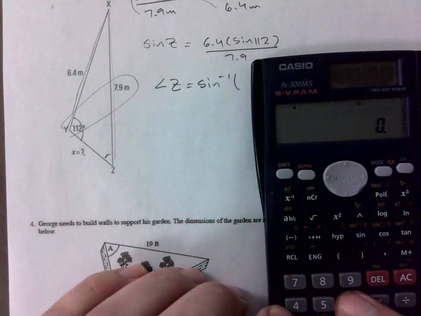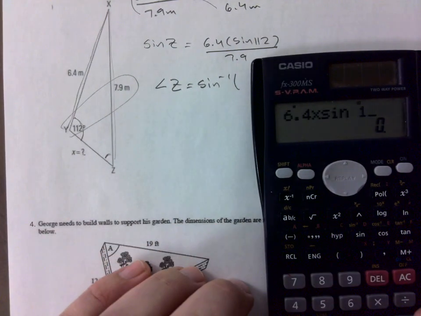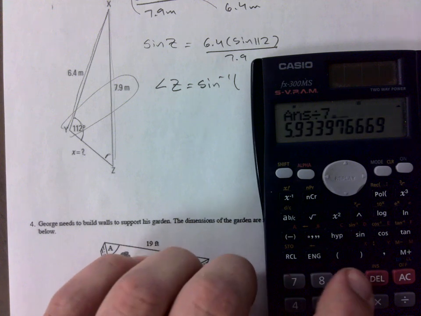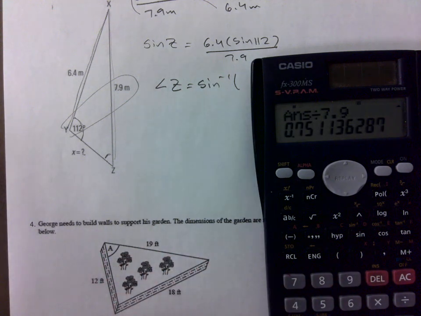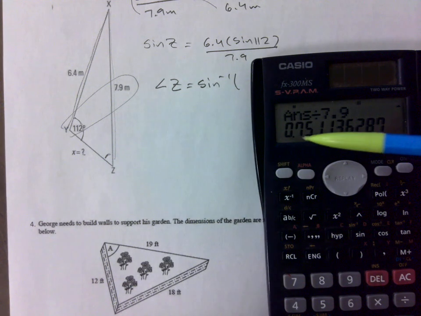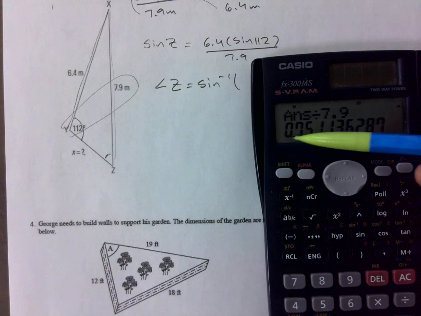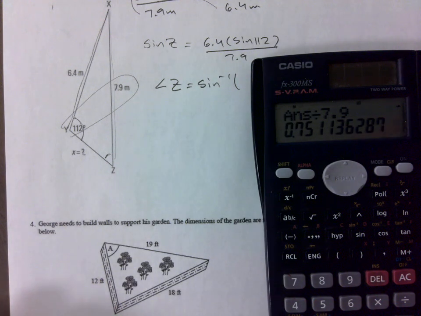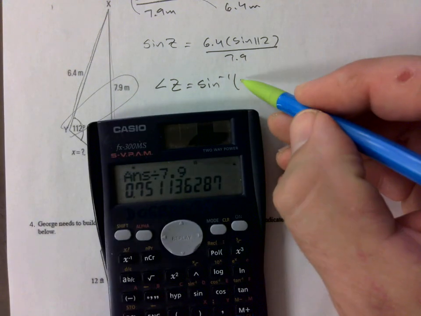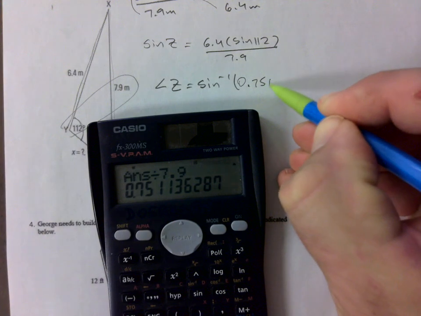Hold on. 6.4 times sine of 112 divided by 7.9. And it starts with a 0. So then you're definitely getting there. If this starts with a 1, 2, 3, 4, anything that isn't a 0, you are in trouble. You need to go back and check. Something didn't go right. So this is 7,511, and it keeps going.